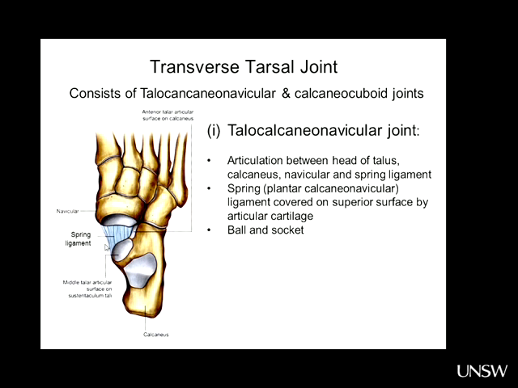The head of the talus would sit here, but this is a socket, and it's actually a ball and socket joint. The head of the talus forms the ball, and the socket down here is formed at the front by the posterior surface of the navicular. It's got the sustentaculum tali and other parts of the calcaneus behind. And then, as I mentioned before, the spring ligament fills the gap between those bones, and it is covered by articular cartilage on its superior surface. So that spring ligament actually forms part of the socket for this particular joint.